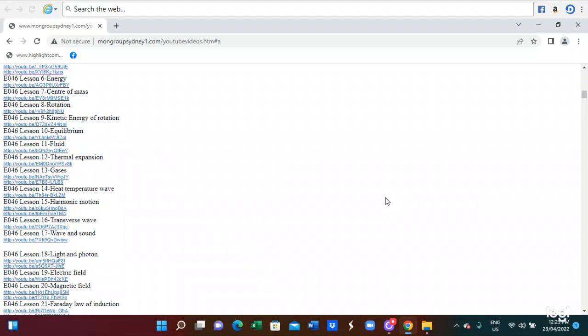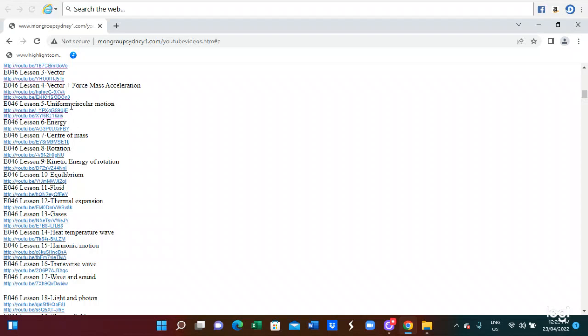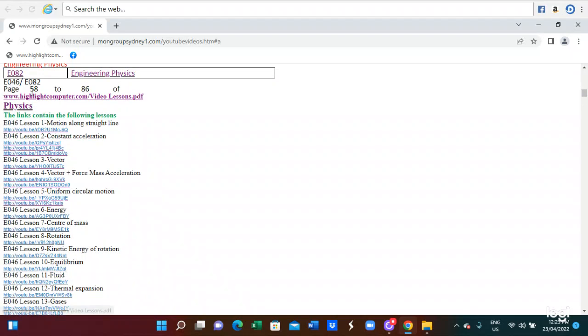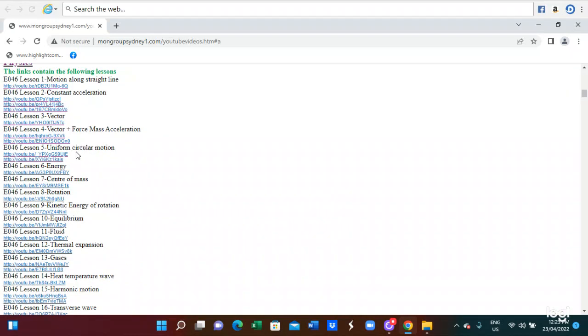So last week we finished lesson 5, uniform circular motion. The lessons you can download from the highlightcomputer.com/video lessons or PDF. From page 58 to 86, it includes the engineering physics. Last week we already talked about uniform circular motion, lesson 5. Today's lesson 6, we are talking about energy.